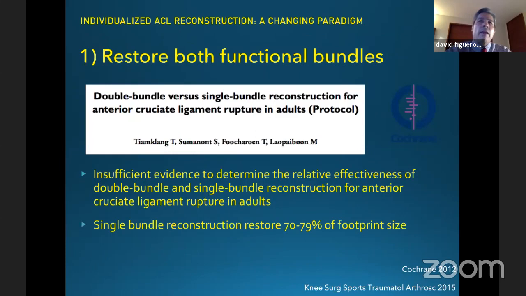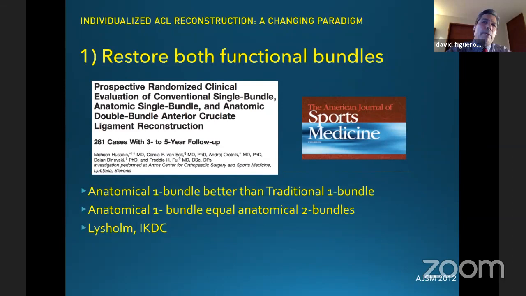How to restore both functional bundles? If we analyze the literature, there is insufficient evidence to determine the relative effectiveness of double bundle and single bundle reconstruction for anterior cruciate ligament rupture in adults. We know that single bundle reconstruction restores only 70 to 79% of the footprint size. Please check this study. It's a prospective randomized clinical study and the result: the anatomical one bundle is better than the traditional one bundle through a transtibial portal. The anatomic one bundle is equal to the anatomic two bundles. So there is not much difference between both techniques.